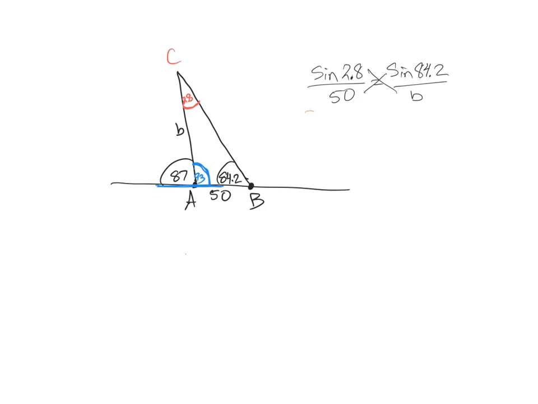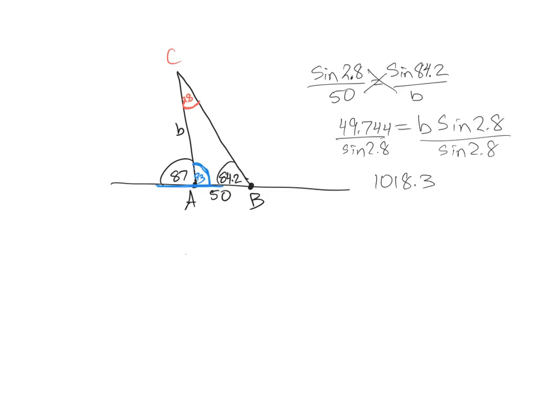So we take 50 times the sine of 84.2. And that is 4210. Make sure I did that right. Nope, that's not right. It can't be right. 49.744, and that's equal to B times the sine of 2.8. So we're going to divide off the sine of 2.8. And everybody should get 1018.3 for B.